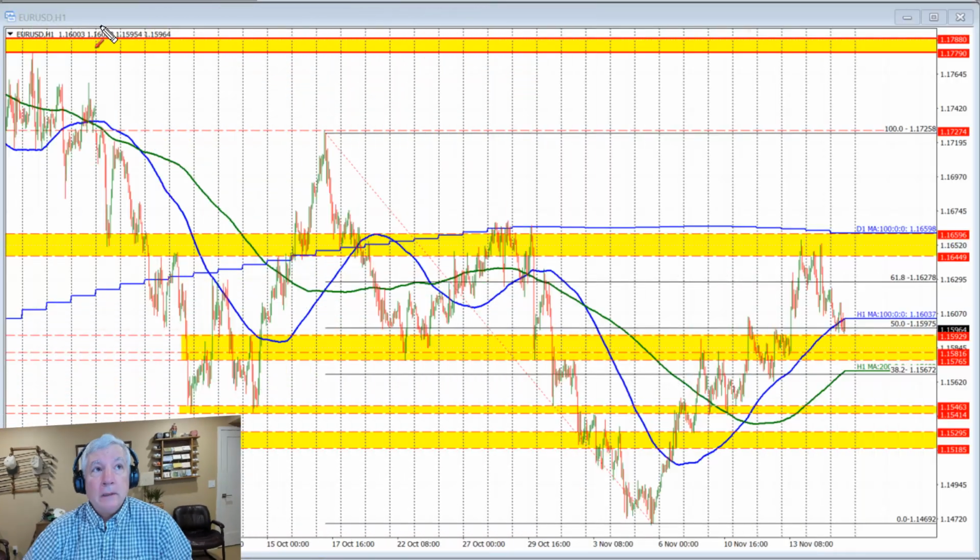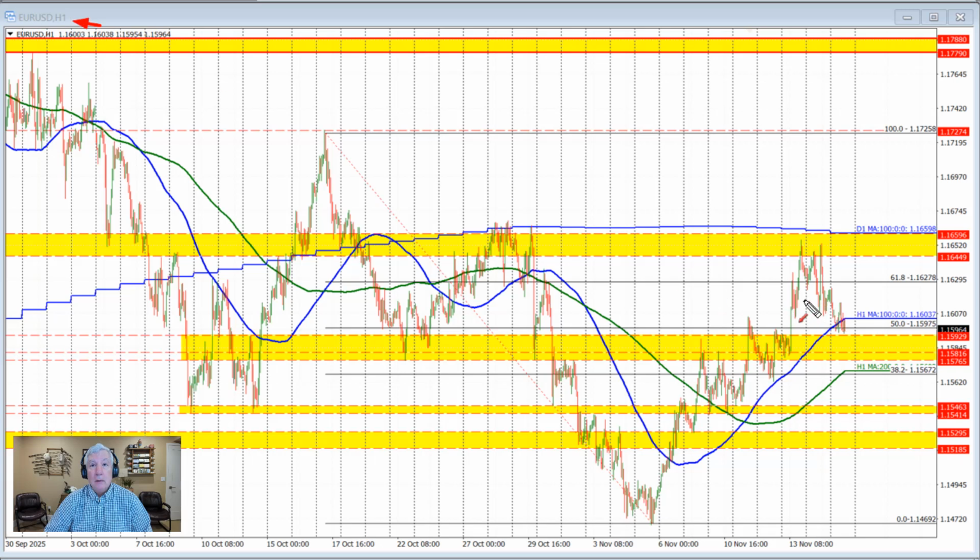The U.S. dollar is mixed against the three major currency pairs: the euro versus U.S. dollar, dollar versus yen, and sterling versus U.S. dollar. I'll take a look at those three currency pairs to kickstart the U.S. trading session and the new trading week. So let's get started. Looking at the euro versus U.S.